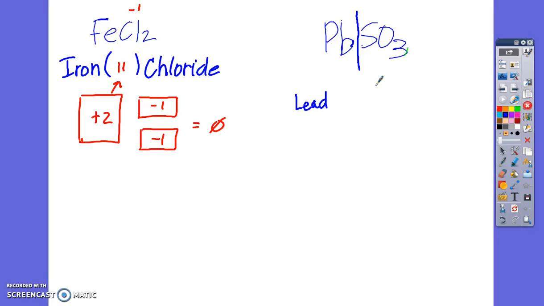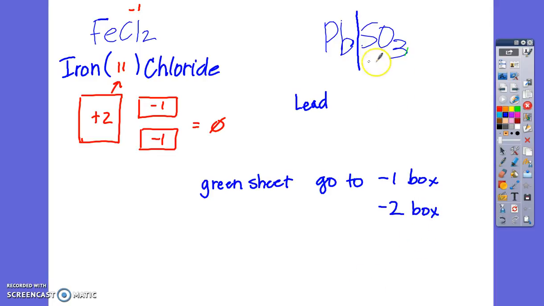So I'm going to look at my green sheet and I'm going to try to find SO3, but you have all these boxes. So here's a little piece of advice. With the green sheet, always go to the -1 box first, and see if you can find this. And you can't. So then the second box to go to would be the -2 box. And you'll find this. This is called sulfite, not sulfate, because sulfate is SO4. Sulfite is SO3.